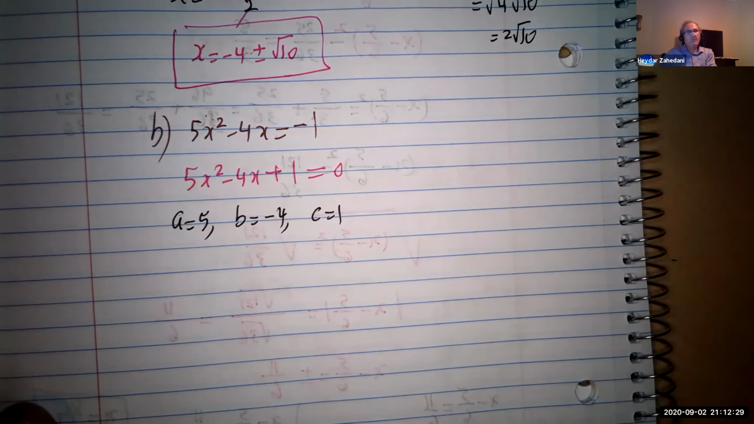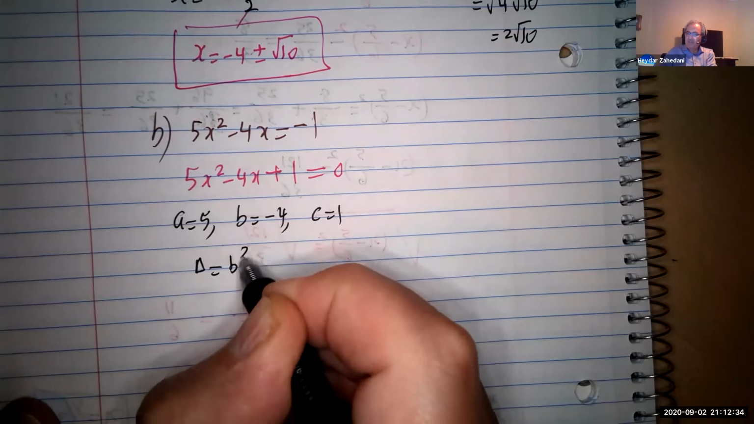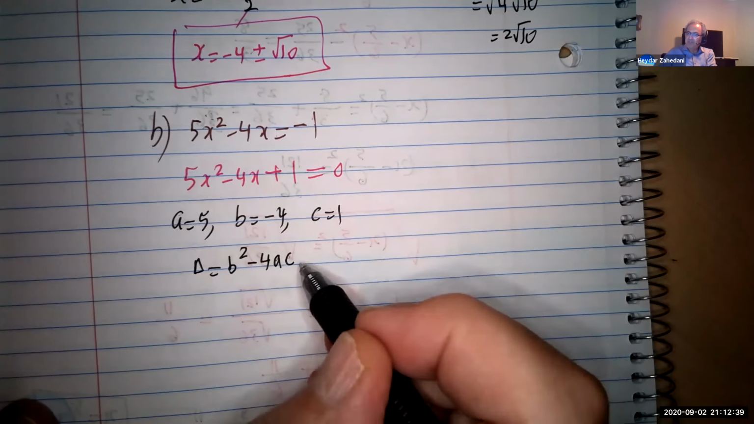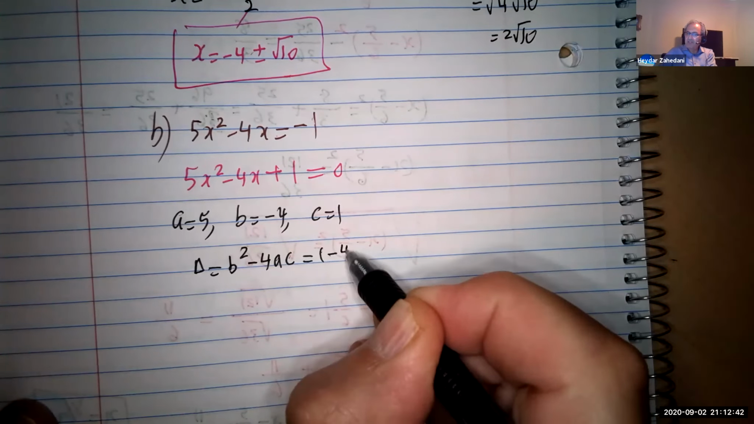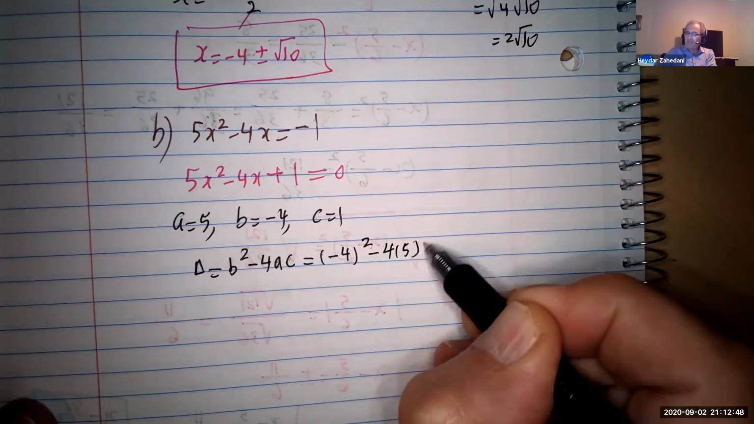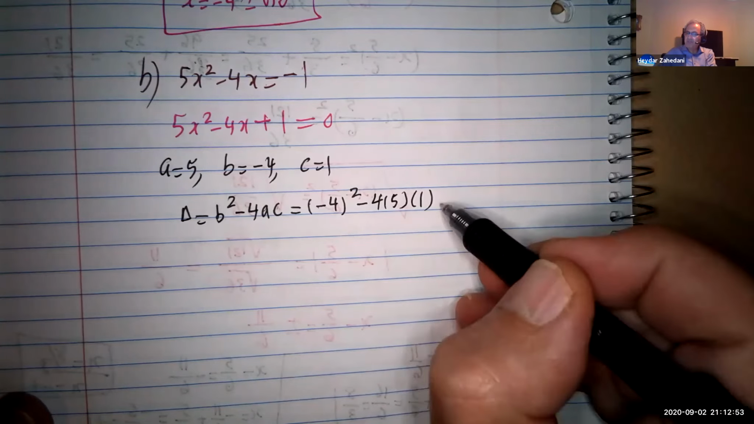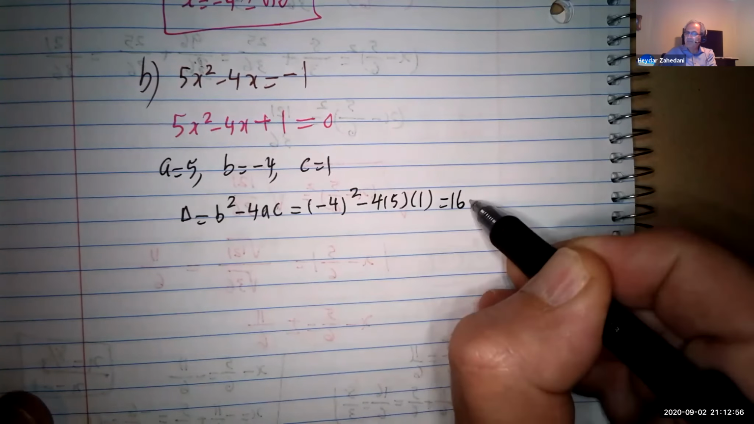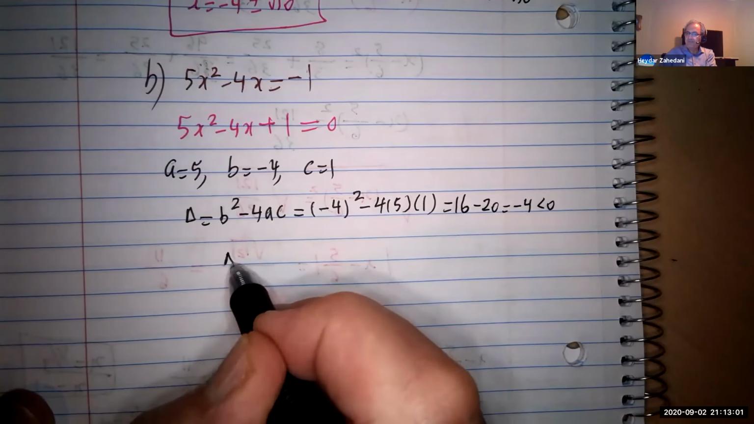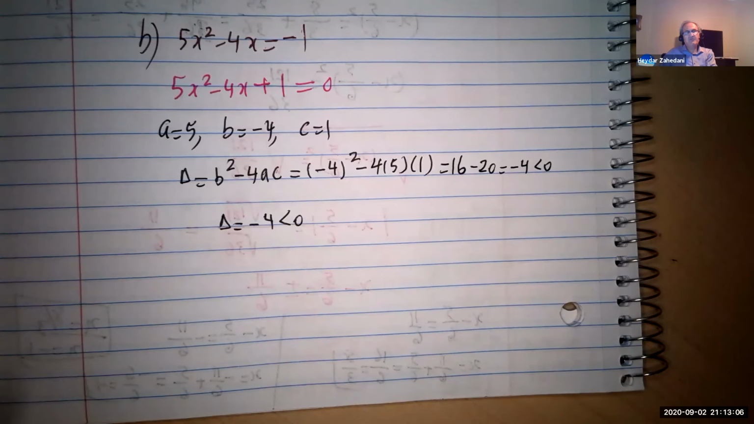Check delta. So your delta would be b squared minus 4ac. If you substitute, that gives you negative 4 squared minus 4 times a, which is 5, times c, which is 1. Negative 4 squared would be 16, and that gives you minus 20, which is negative 4. Now we got it. It's negative. Since it's negative, solutions are complex.